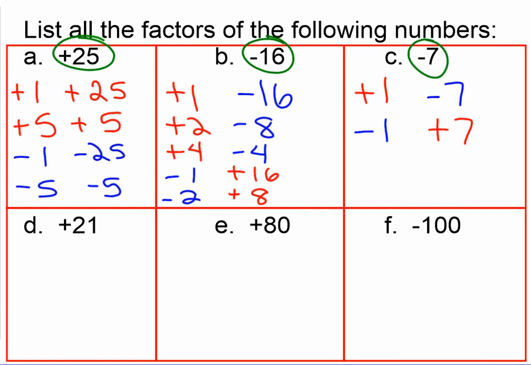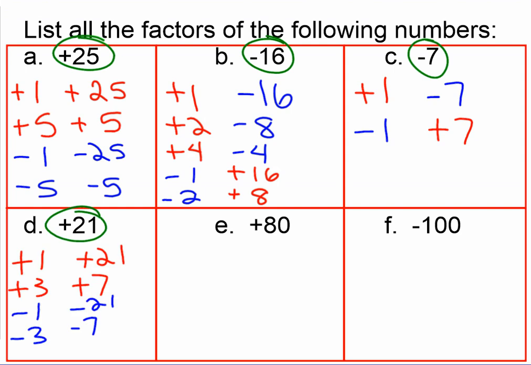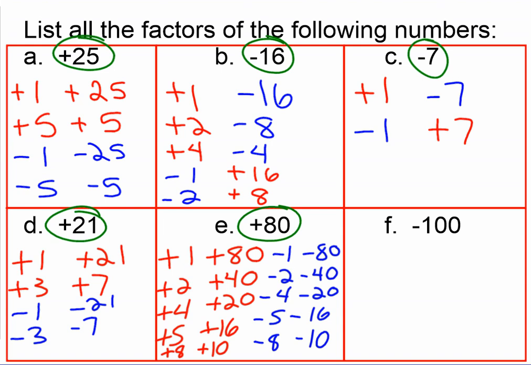Factors of -7 are +1 and -7, -1 and +7. The factors of +21 are +1, +21, +3, +7. And of course, because positives can also be made by the negatives, we also have the negative pairings of those factors. The factors of 80 are definitely a lot more. The bigger the number, a lot of times you end up with a lot more factors. Of course, we have 1 and 80, 2 and 40, 4 and 20, 5 and 16, and 8 and 10. All of those would multiply to make 80. We have both the positive pairs and the negative pairs to make +80.